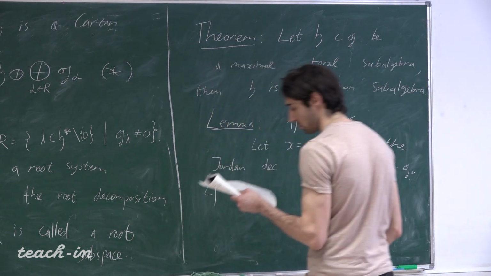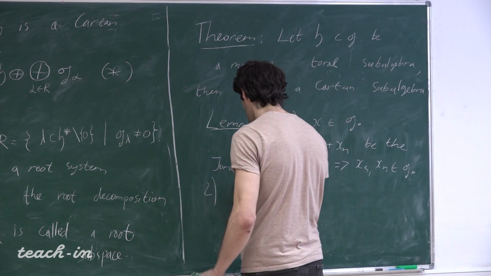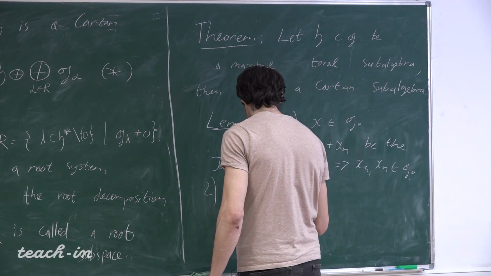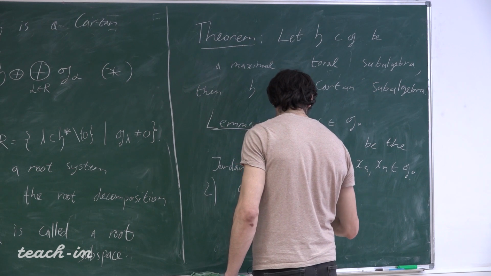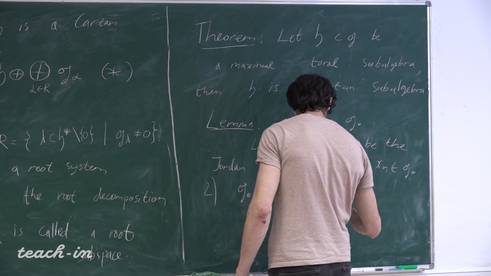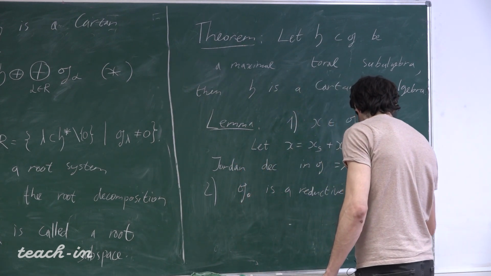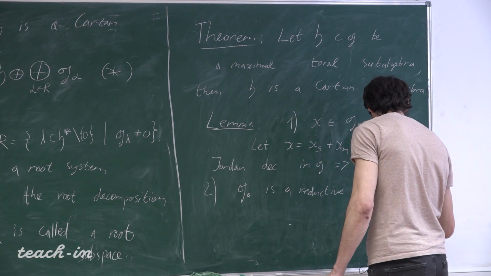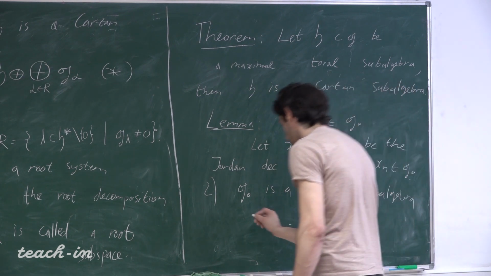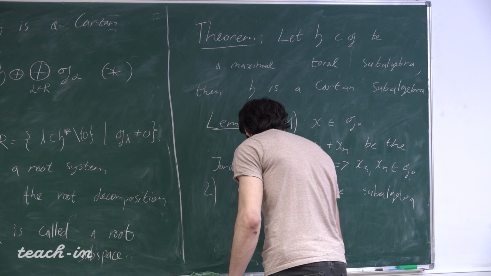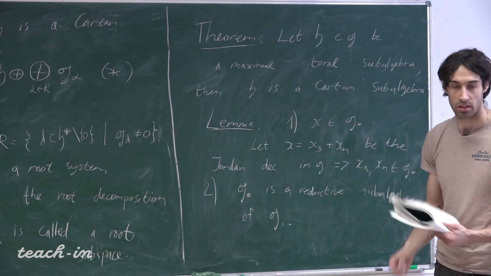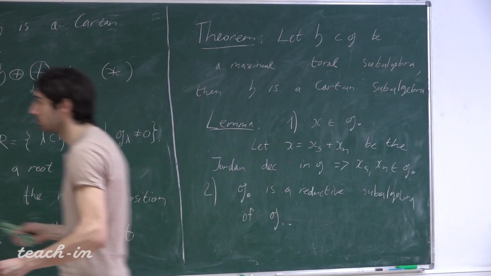And the second statement is that G0 is a reductive subalgebra of G. Okay, so let's prove the lemma.